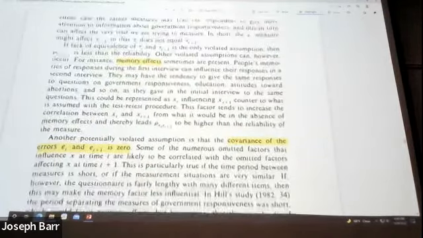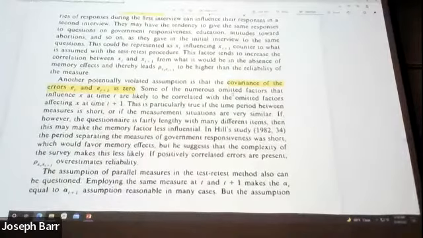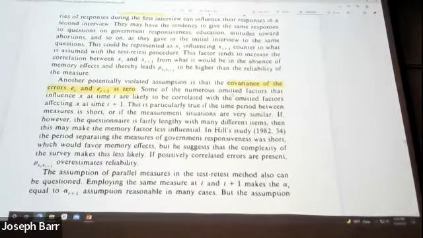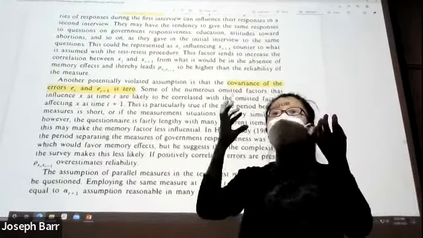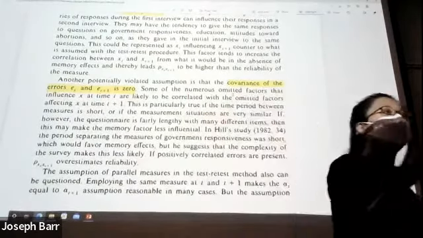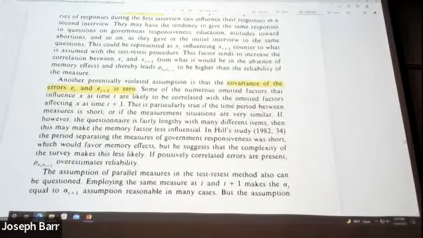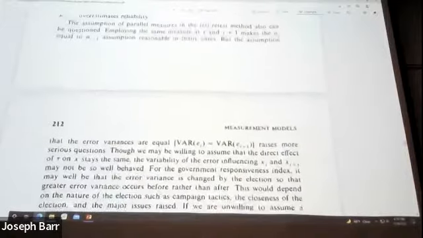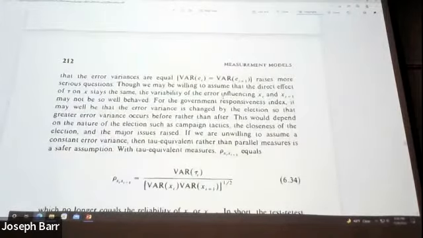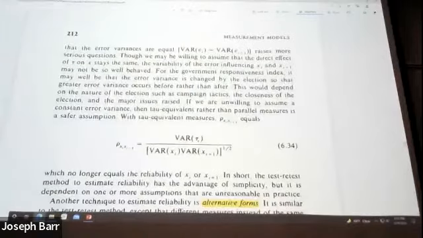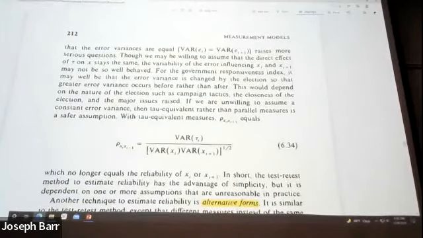Also, the covariance between the two measurement errors at time point 1 and time point 2: we assume these are the same, but in reality, the measurement error at time point 1 and the measurement error at time point 2 may be highly correlated. So these assumptions may also be violated. And of course, we assume the variance of e_t and the variance of e_t+1 are the same, which could also be questioned.